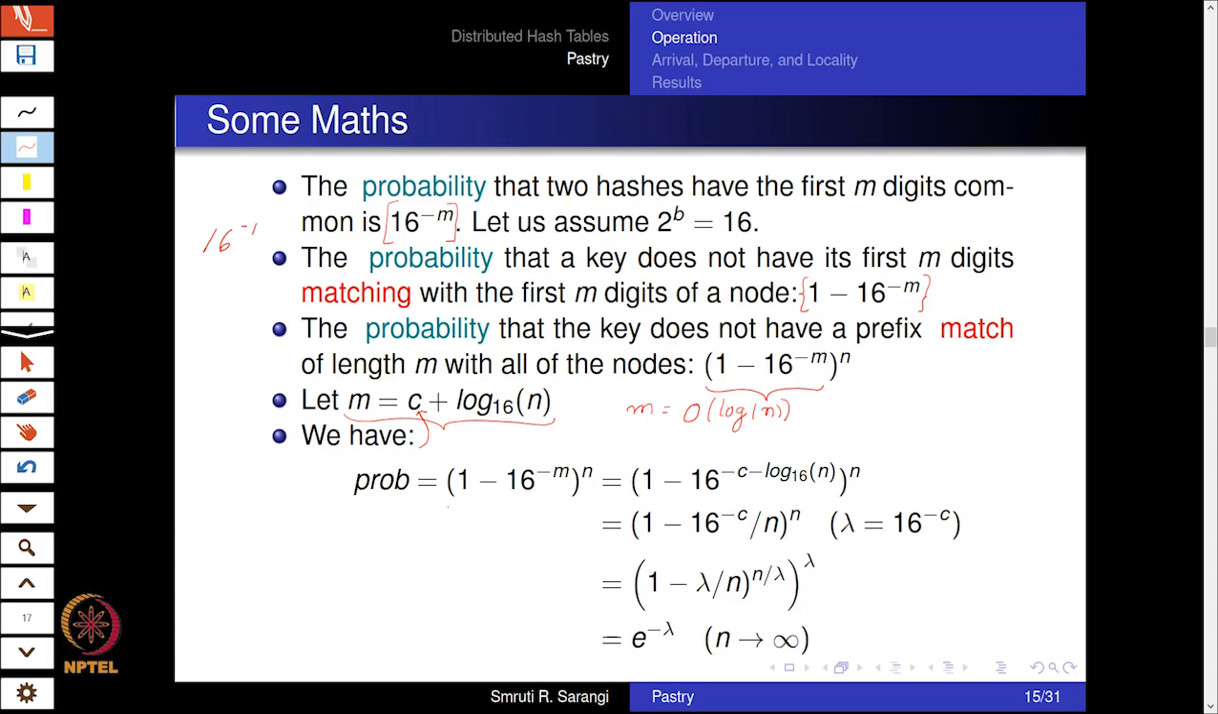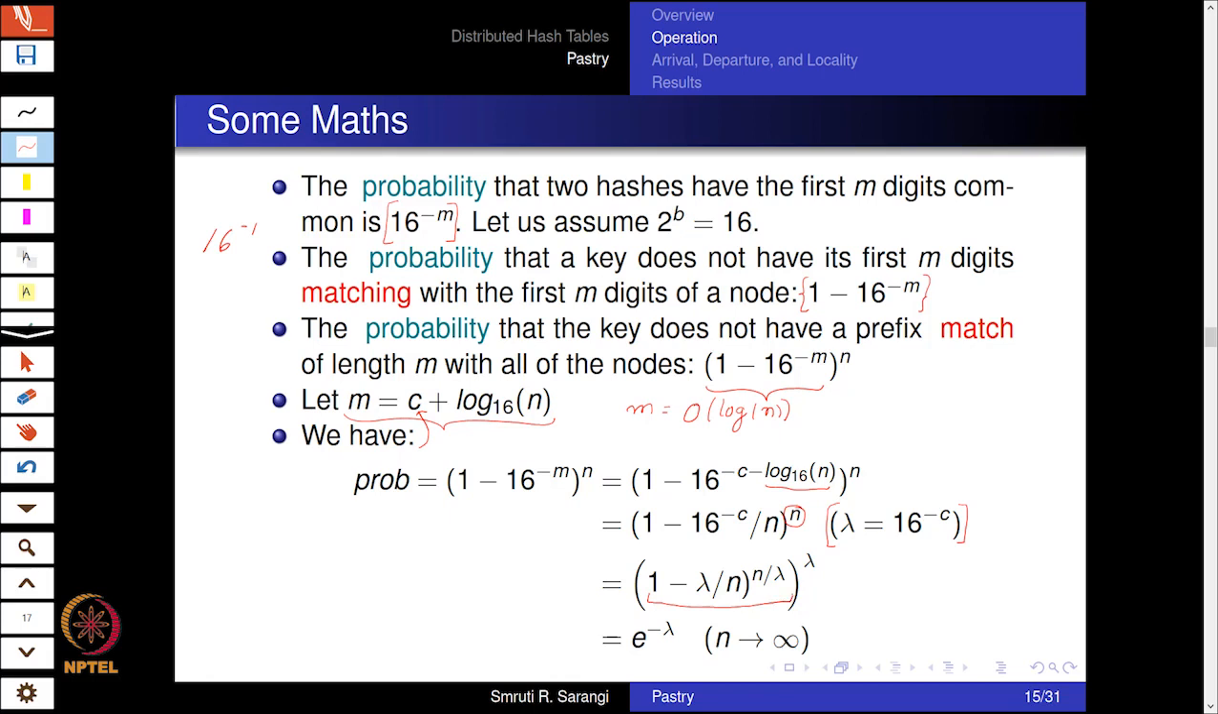So the probability is 1 minus 16 to the power minus m, to the power n. If I expand it, this is 16 to the power minus c minus log n to the base 16. So this is 16 to the power minus c times 1 by n. Let the constant lambda represent 16 to the power minus c. Given that, we can simplify this expression quite a bit: it is 1 minus lambda by n, to the power n. The exponent can be converted to n by lambda times lambda, since any multiplication in the exponent will become a power.